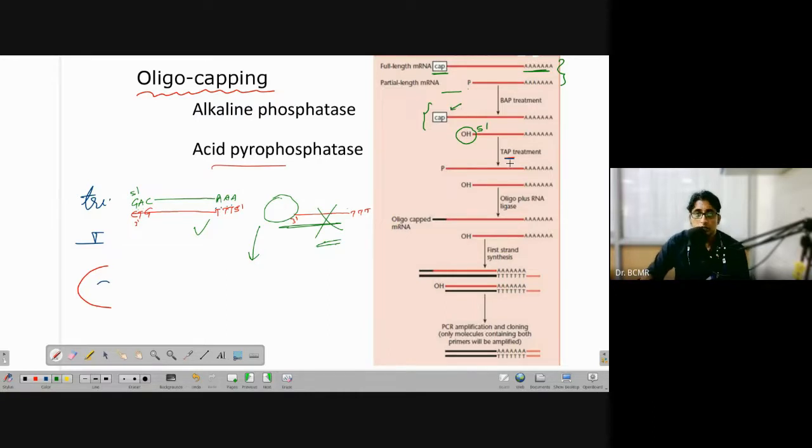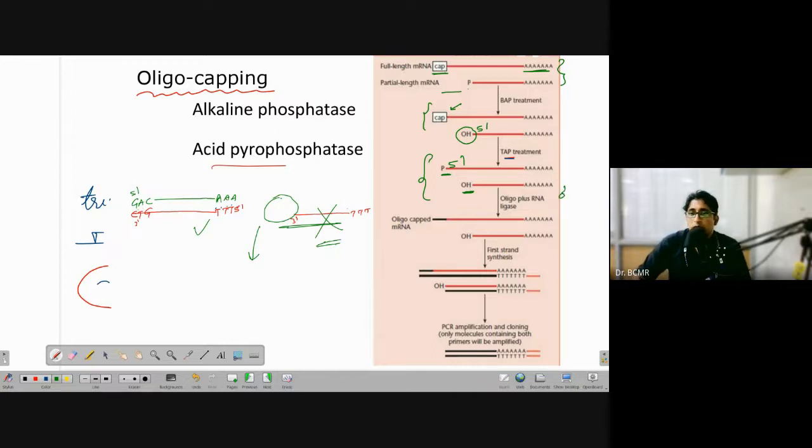Then we are going to treat it with acid pyrophosphatase. Acid pyrophosphatase acts on the cap and removes the G with two phosphates like this. It's breaking there, so they will be removed. And what will be left is the 5' phosphate group. The difference between these two is that the full length one has the phosphate group on the 5' end, and the truncated one has OH.